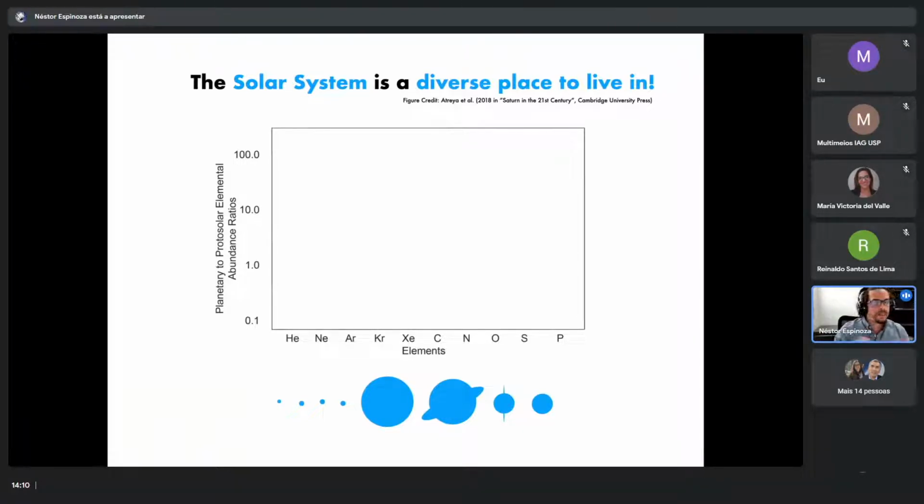So if you believed, for instance, that all these planets just formed directly from these protosolar elemental abundances and just condensed out, and that's it.